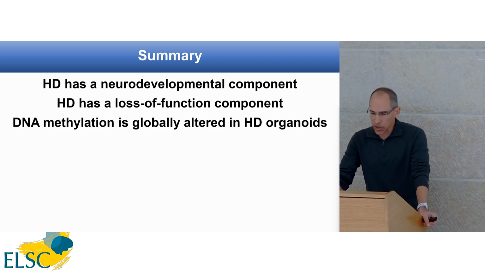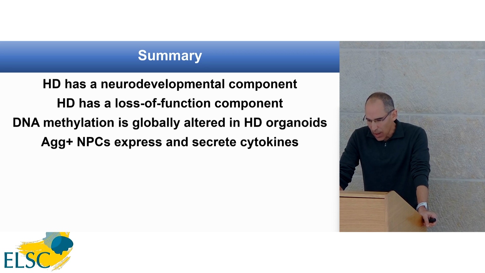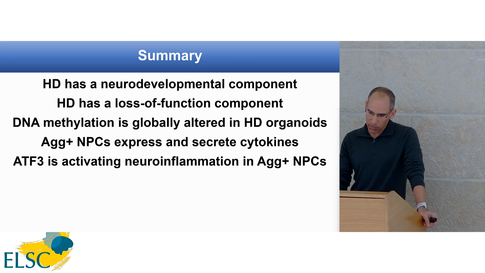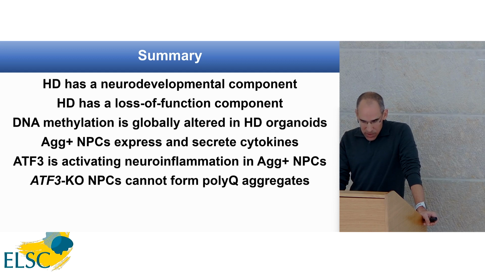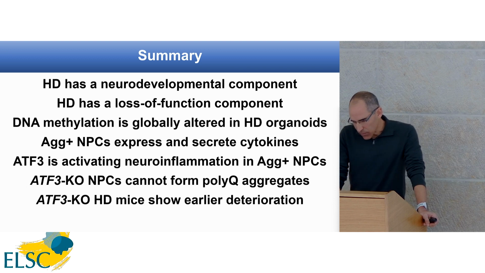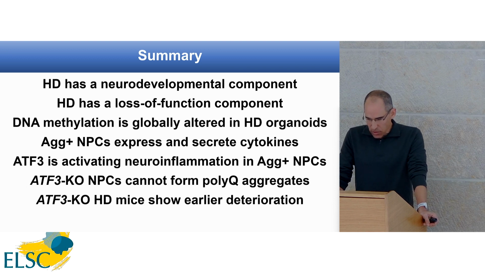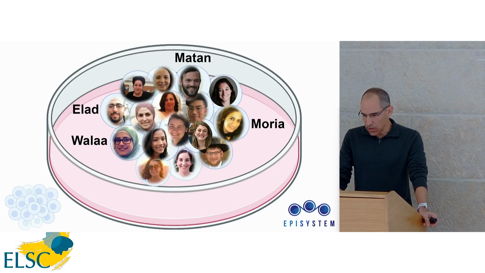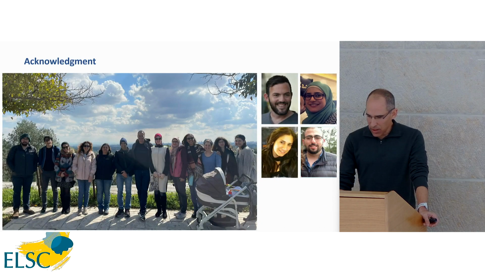We found that DNA methylation is globally altered in HD organoids. Aggregate-plus neural progenitor cells express and secrete cytokines. This is a really aggregate-specific molecular phenotype. ATF3 is activating these genes. ATF3 knockout NPCs cannot form polyQ aggregates. We're still checking this in mice. And these ATF3 knockout HD mice show earlier deterioration. And perhaps polyQ aggregates may be protective. After all, we're still testing this. So this is our lab in a dish, and that's it.